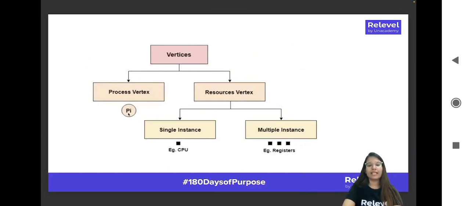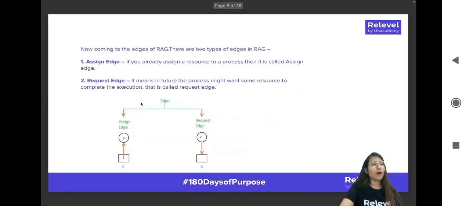As you can see over here as well, a process would be something like this, and a resource would be like a box. Here, for example, CPU is single instance, so that would be a simple dot, and multiple instances, for example, registers. How many registers you have available, you will mention that many dots. So that's the overall idea. But this was about vertices. Next we will talk about edges.